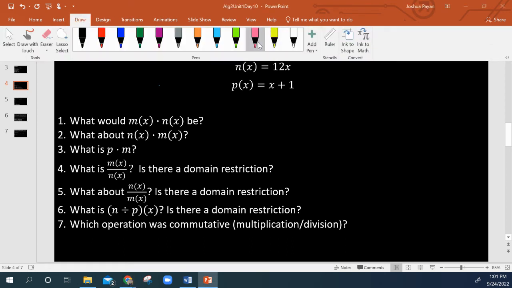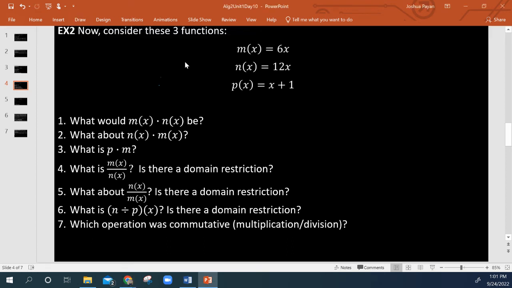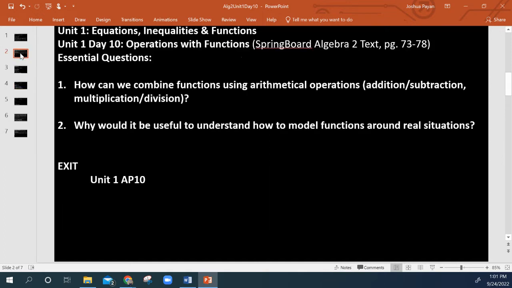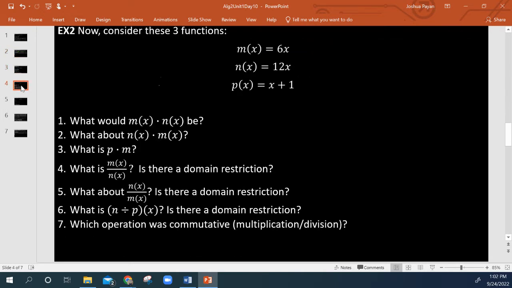Okay, so this is going to be our Algebra 2 Unit 1 Day 10 video. I'm just going to work through a few examples. So coming back here to the EQs, we're going to be talking about basically doing arithmetical operations, so addition, subtraction, multiplication, division, with actual functions, right? Well, it's a lot simpler than it sounds.